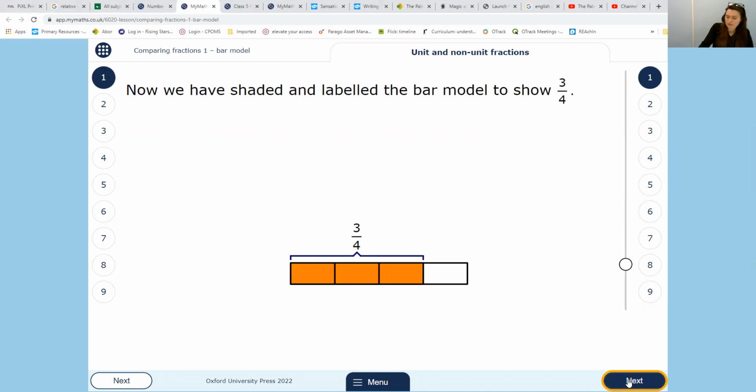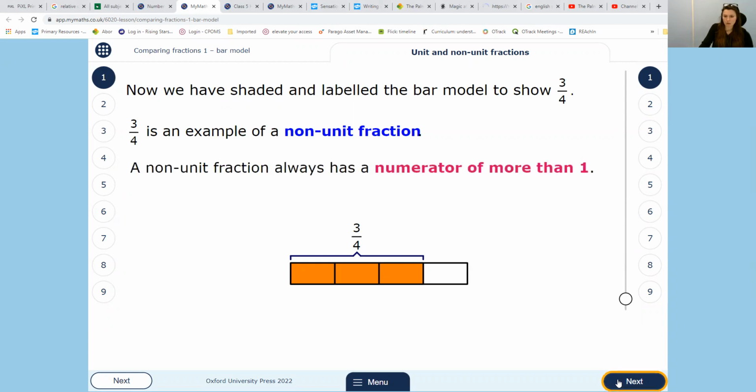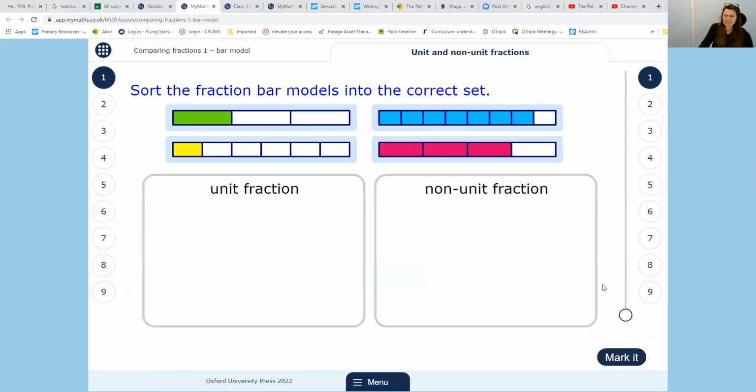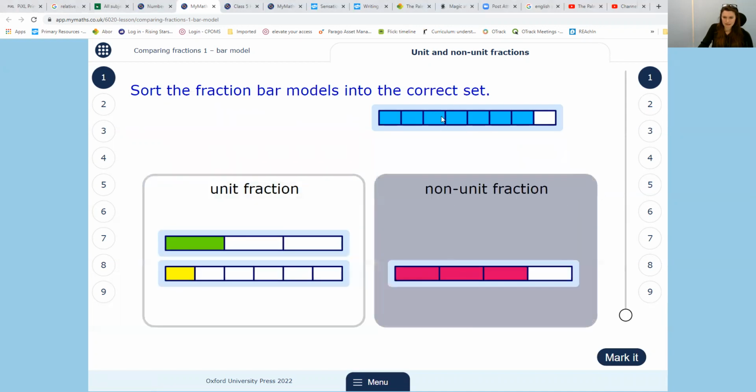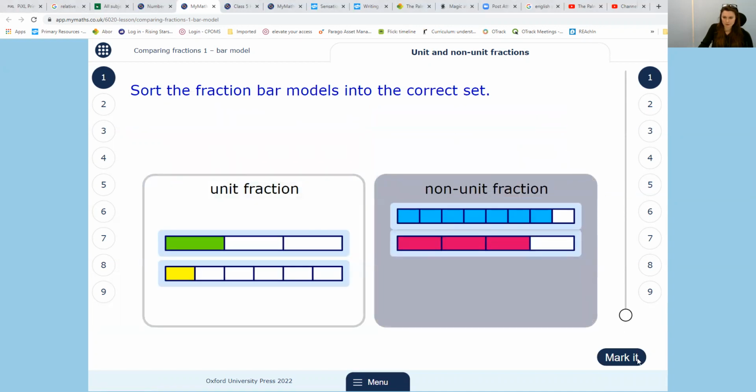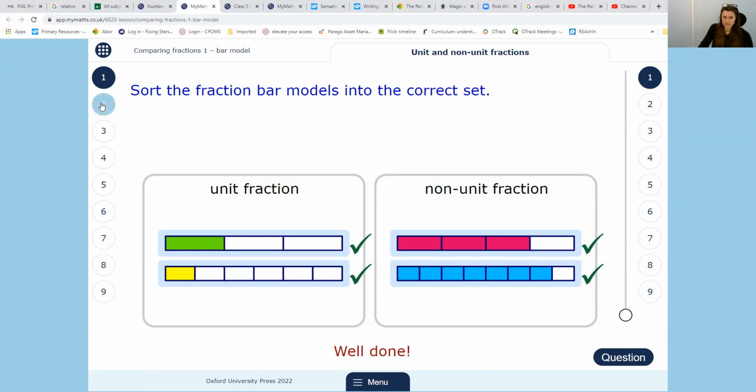Okay, now this is 3/4. 3 out of the 4 are shaded in. And this is a non-unit fraction because it does not have a numerator of 1. So let's use that as a bit of a reminder. Pause the screen. Which of these pictures shows my unit fractions and which shows my non-unit fractions? Okay, well done. You should have had these both here and these both here as your non-unit fractions.